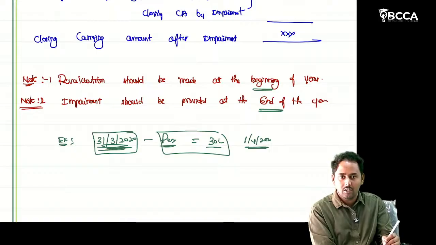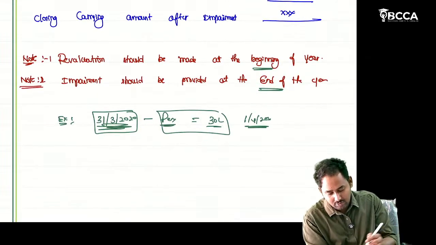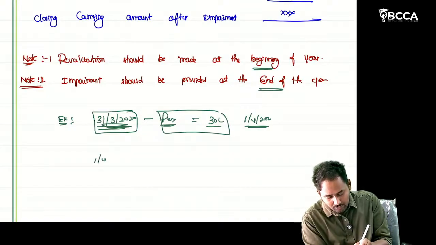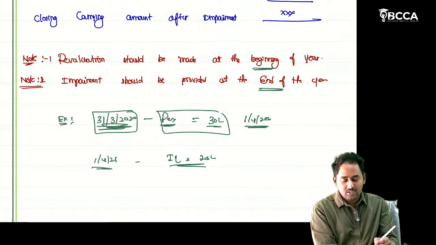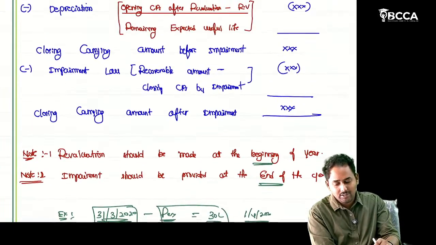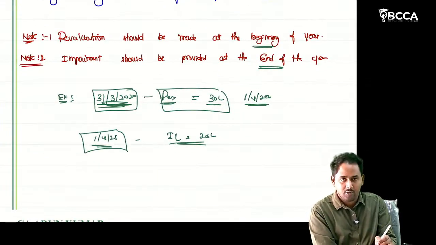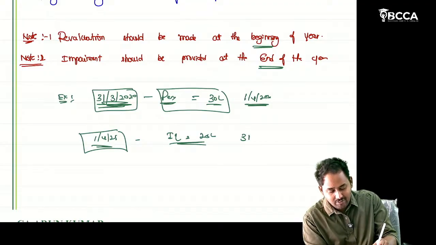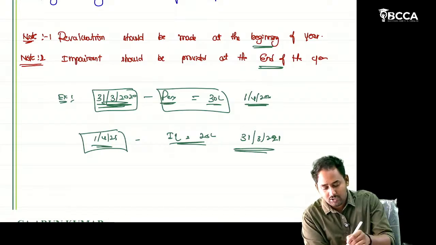Both are the same, right? So what is our note point? Revaluation should be made at the beginning of the year. Then the second one: on 1/4/21, the impairment loss equal to 20 lakhs. This impairment loss should be provided always at the closing of the year. So even though the information is given on 1/4/2021, it means they have given the information on 31/3/2021. That's why you should note down these note points.